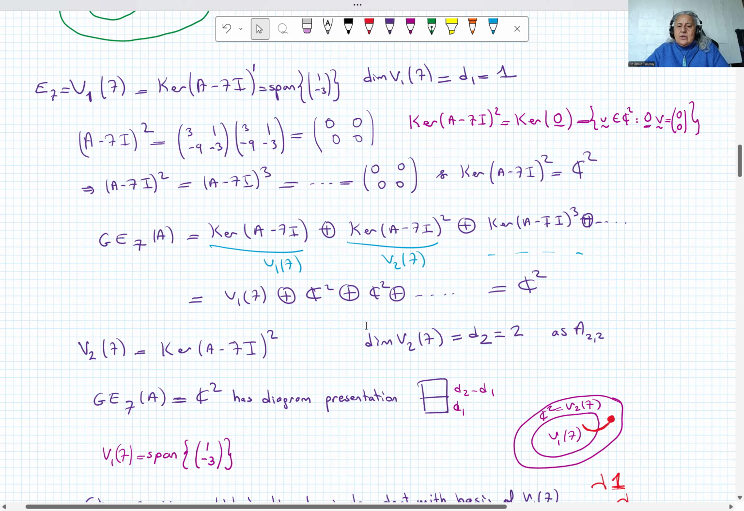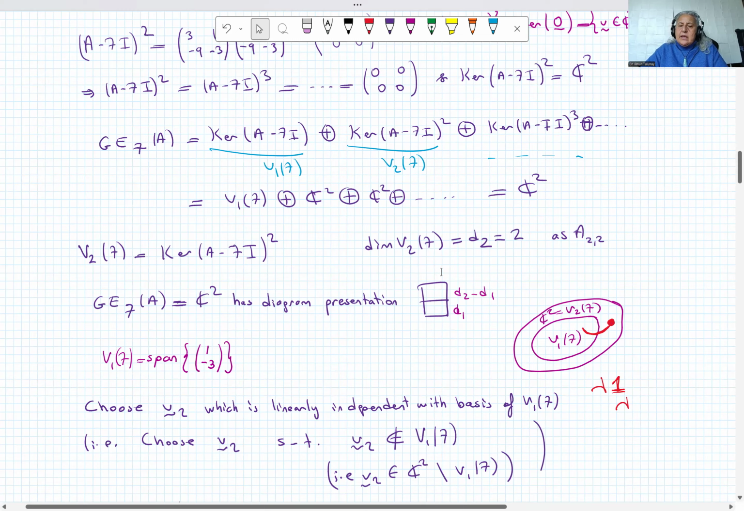So 1, 1 is what we represent, this is the geometrical. I will explain this a lot better, but this is the combinatorial object related to the dimensions of the generalized eigenspaces of the eigenvalue, and that's how we do it. We start with D1, we look at D2 minus D1, and so on.